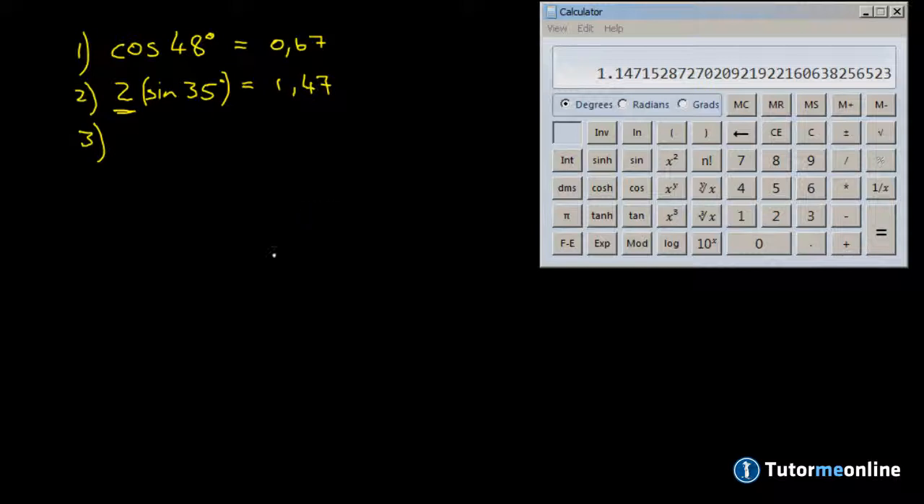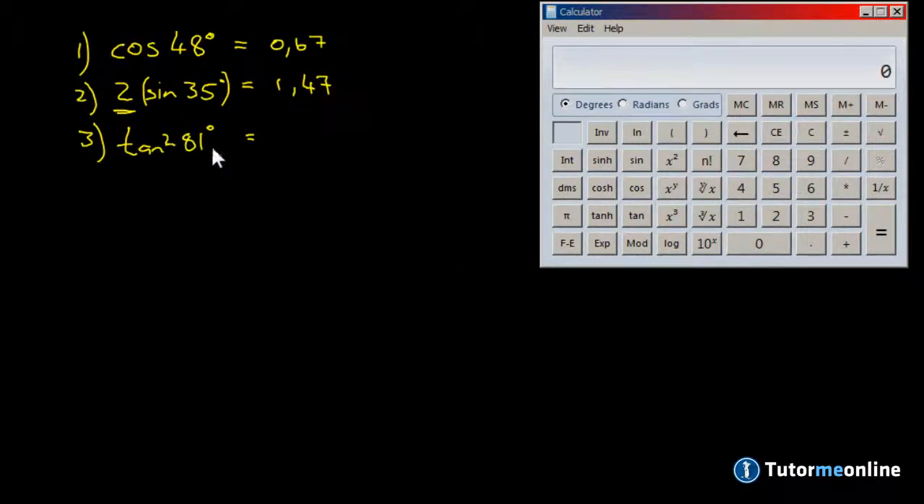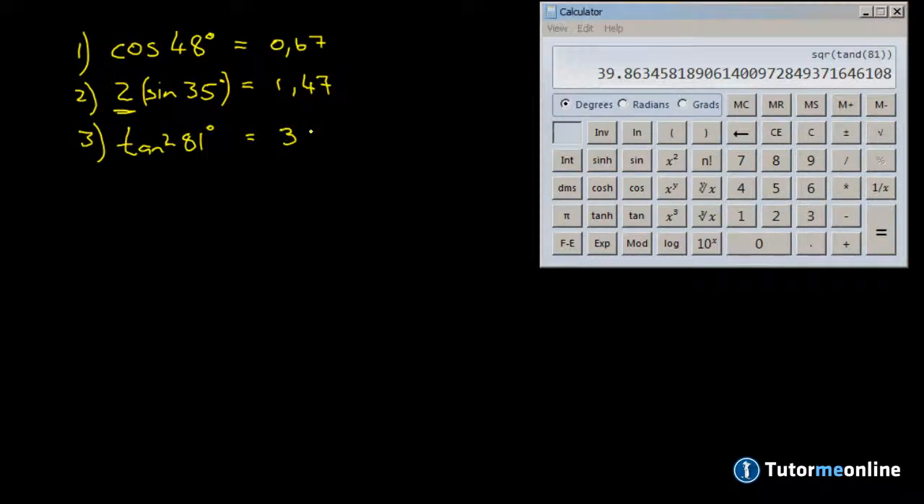Let's do a couple more. Then we'll have the tangent squared of the angle 81 degrees. The same as we did in the previous example, we need to break this down into little bits. This is where it might not be as obvious how to do this on the calculator. First we need to work out the tangent of 81. So we say 81, we hit the tan button. That gives us an answer. Then we can square that answer, so we'll hit the squared button. And that gives us the answer. It's actually quite simple once you know how to do it. That's 39.86.